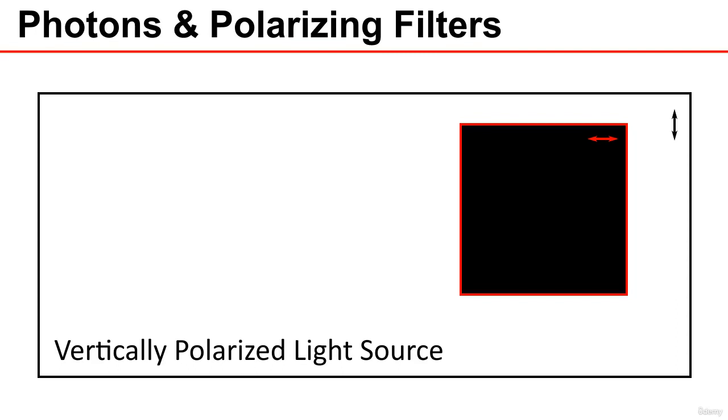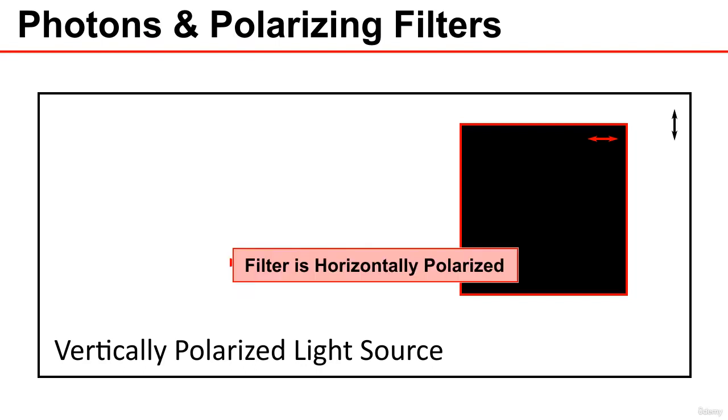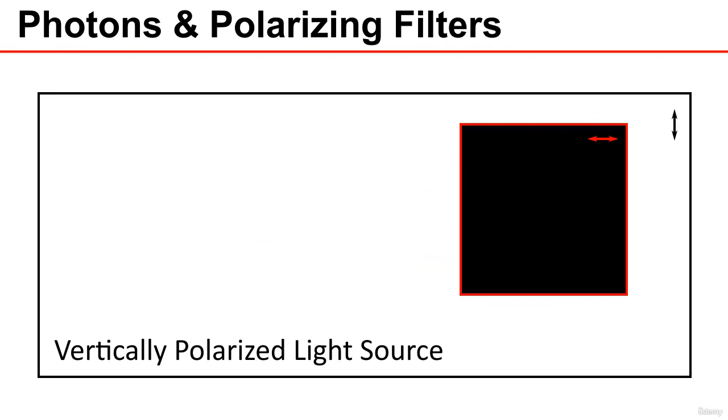As you can see here, the light source is still vertically polarized. That is, it continues to emit photons that are vertically polarized. But the polarizing filter we placed on top has been rotated so that it is horizontal. That is, we have placed a horizontally polarizing filter on top of the light source. This arrow, which is horizontal, indicates the orientation of the filter. The polarizing filter in this configuration is completely opaque to the photons. That is why it appears black.